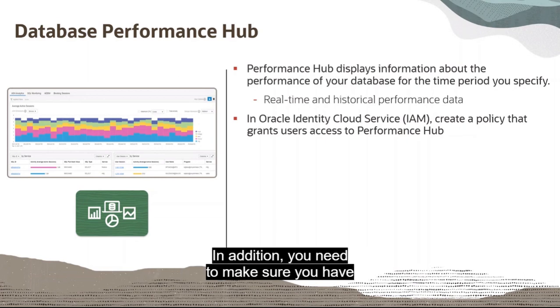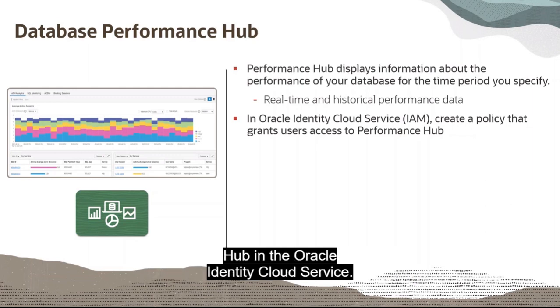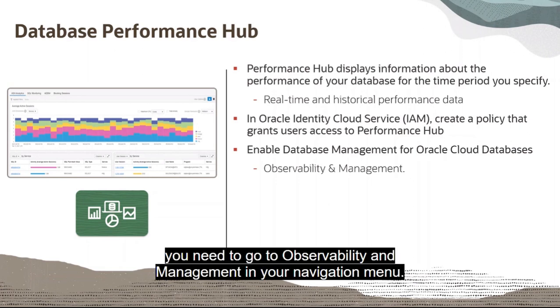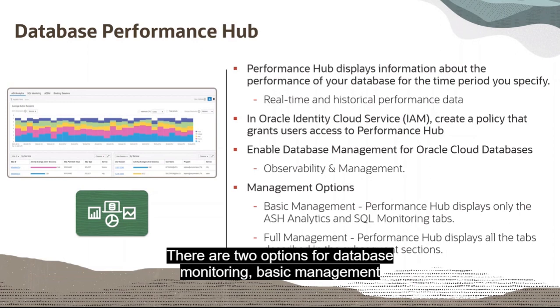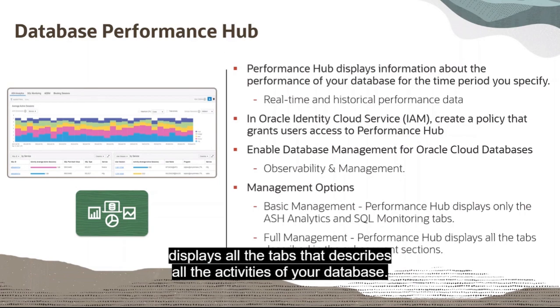In addition, you need to make sure you have a policy that is created that will grant the users access to the Performance Hub in the Oracle Identity Cloud Service. To enable database management for the database in Oracle Cloud, you need to go to Observability and Management in your navigation menu. There are two options for database monitoring: basic management and full management. In basic management, your Performance Hub only displays the ASH Analytics and SQL Monitoring tab, whereas in full management, the Performance Hub displays all the tabs that describe all the activities of your database.